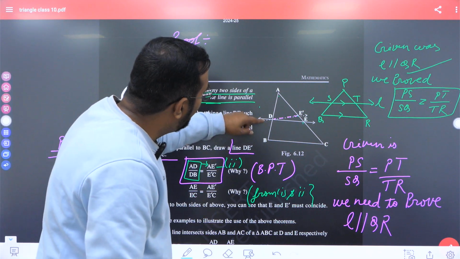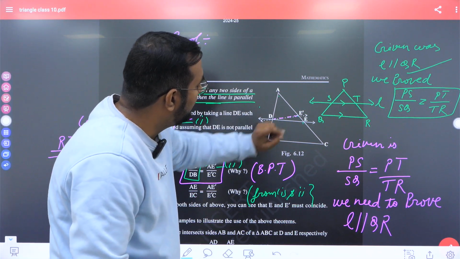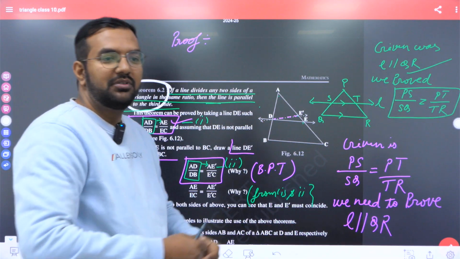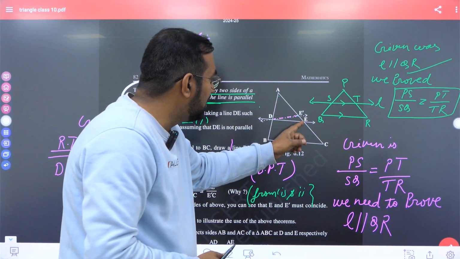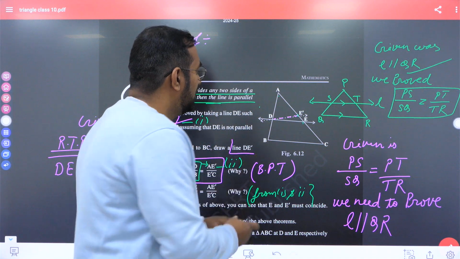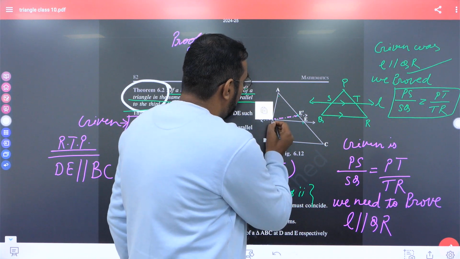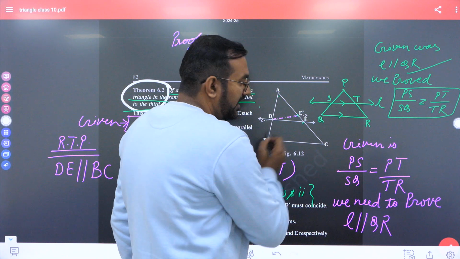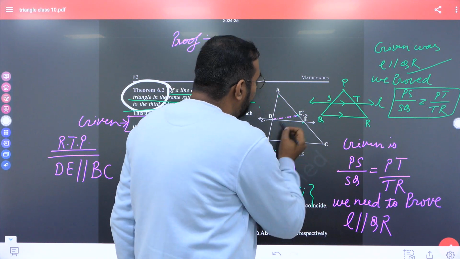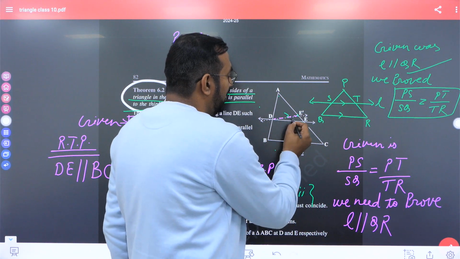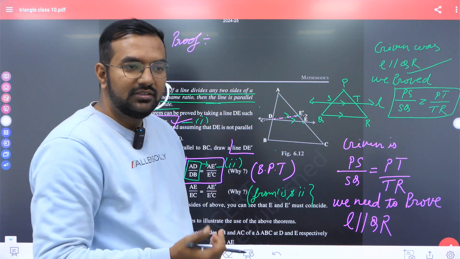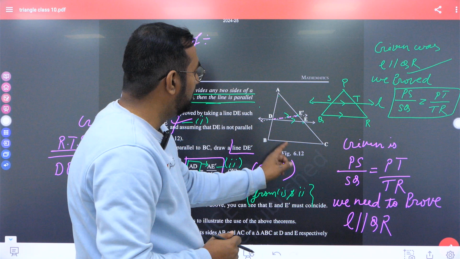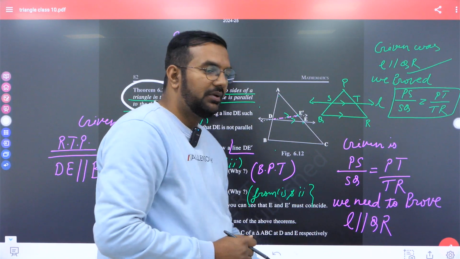That means that if DE dash is parallel to BC, this means that DE is also parallel to BC, because these and these are the same line, na? Because this point is common, already common, and these are coinciding. That means DE dash and DE both are the same lines. Both are the same lines. So DE dash, as we have assumed, is parallel to BC, that means DE is also parallel to BC.